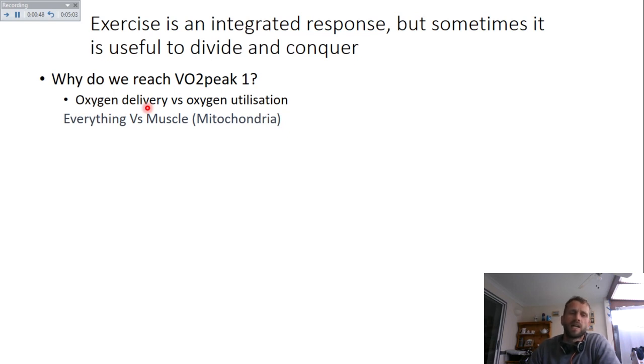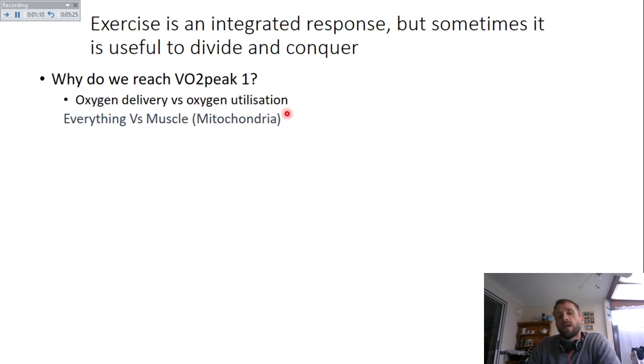The example that I gave about the lungs not working correctly would be a really good example of an oxygen delivery limitation. If the lungs aren't working correctly, and so no oxygen is getting from the atmospheric air into the blood, then we are not going to be able to deliver oxygen to where it's needed. So that would be a severe example of an oxygen delivery limitation.